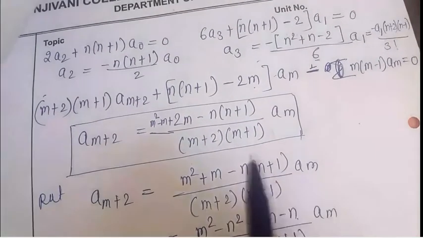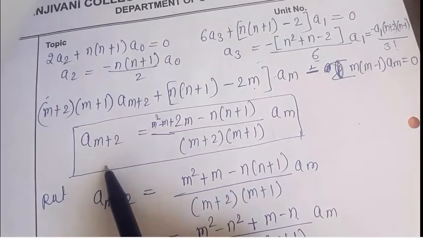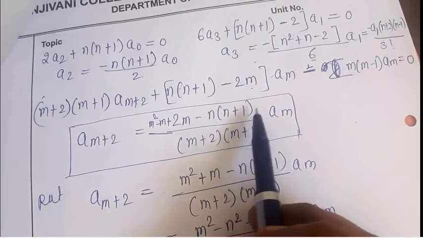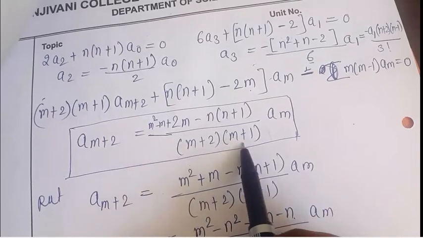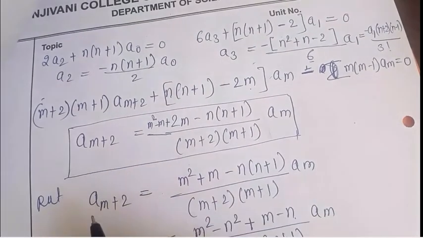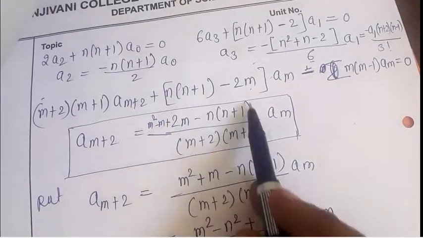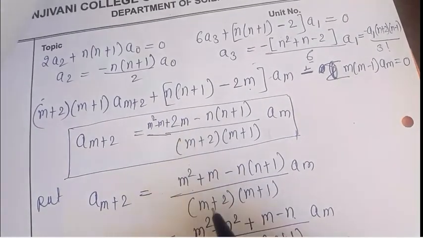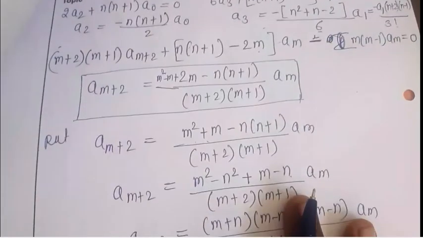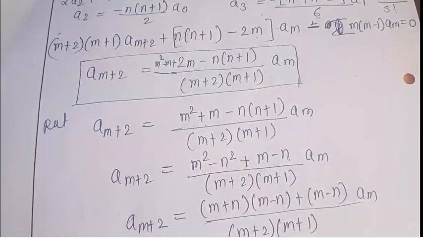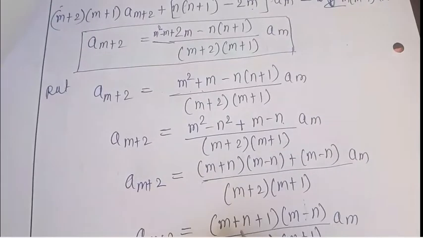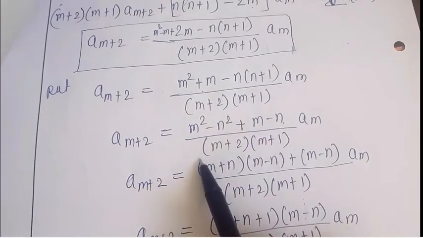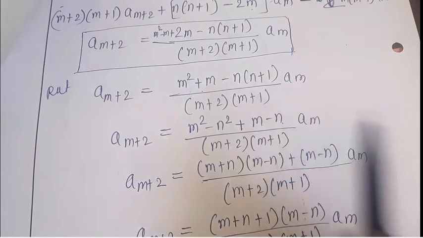Next, from the third equation we get the recurrence relation. a_{m+2} is equal to (m squared plus m plus 2m minus n(n+1)) divided by (m+2)(m+1) times a_m. Now we can simplify this numerator. m squared minus 2m minus m plus 2m becomes plus m. So m squared plus m minus n(n+1). Simplify it further, we get m squared minus n squared plus m minus n, divided by (m+2)(m+1) times a_m.